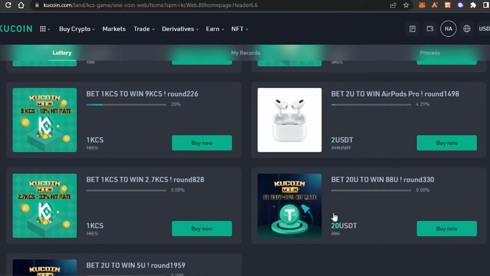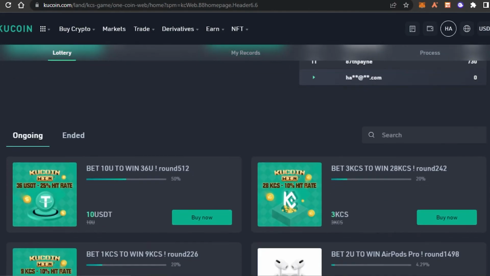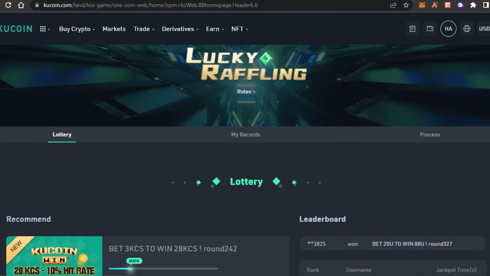So if you have no idea, you can see right here people are actually earning and winning different things. For example, if you bet 2 USDT, you can win AirPods Pro. That's how it simply works. If we go up, okay, this one is pretty good. If you invest 10 USDT, you will be able to win 36 USDT. So this is really good. And then there's this one. This one is also really good, that if you invest 3 KCS, you will be able to win 28 KCS. So this is simply betting, trying your luck right here on KuCoin.